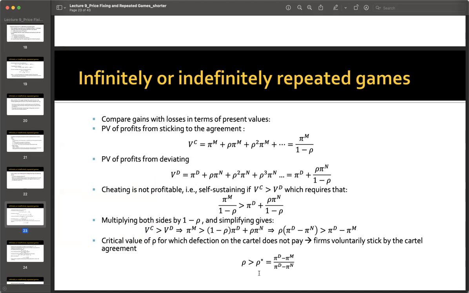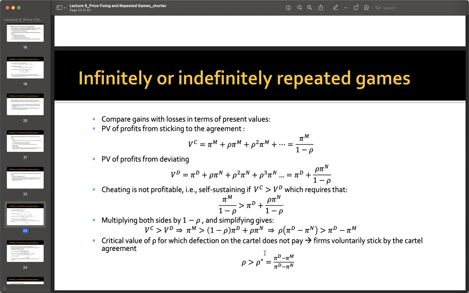Next is pag-usapan natin what creates si rho star. Okay, what makes for the value of rho star, which is ito, which is just a ratio of the difference in profits. The numerator is pi d, which is the high deviation, minus pi m, which is the forever monopoly profit under cooperation, divided by pi d minus pi n. Okay, so since alam natin that pi n is less than pi m, then this is less than 1 for sure. Okay, so that's the first thing.